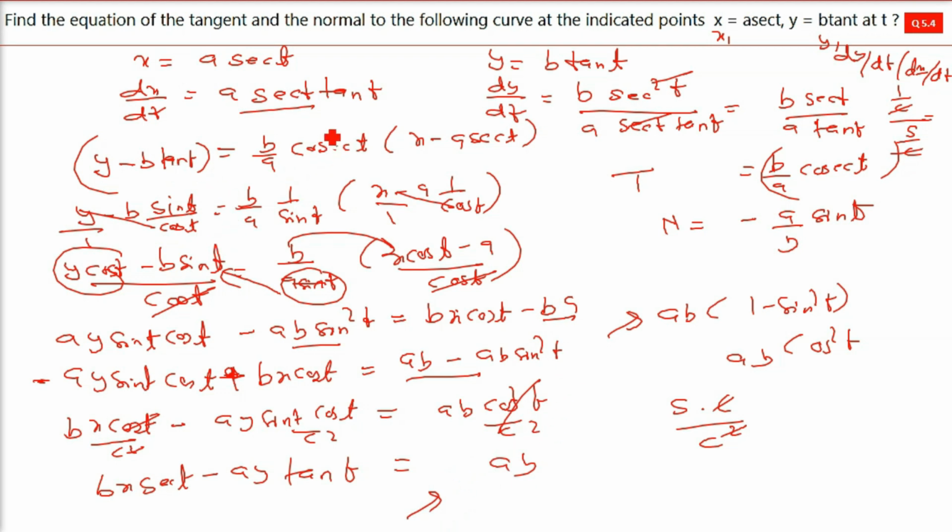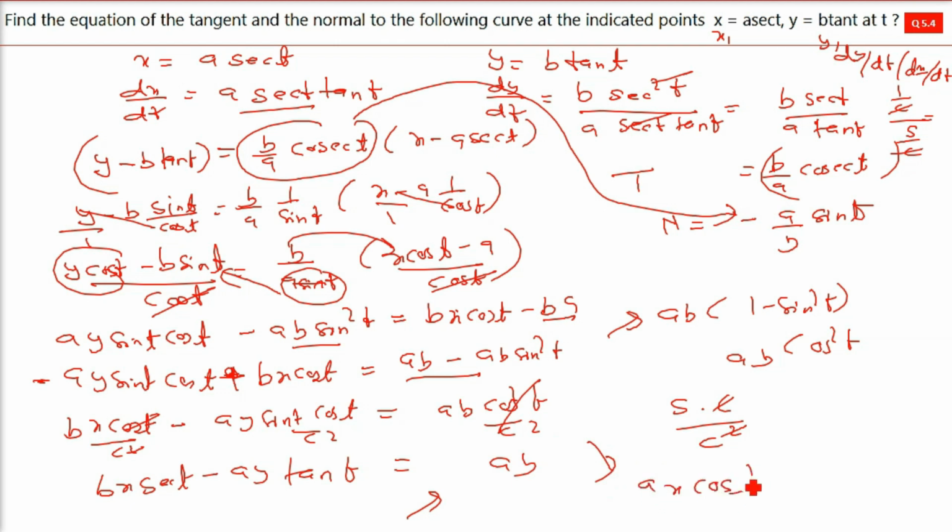How about the normal? Same thing you have to do, just replace this by minus a by b sin t, and the same procedure you have to adopt. Let me write the final equation just for your reference. It will be a x cos t plus b y cot t is equal to a square plus b square. So this is the equation of the normal.